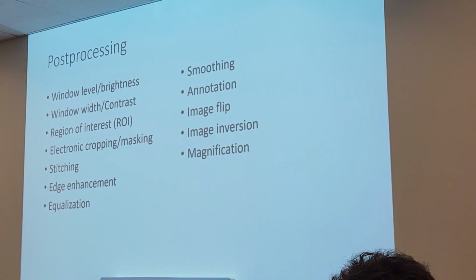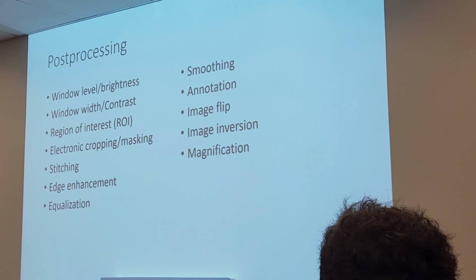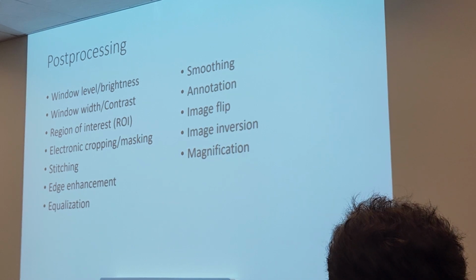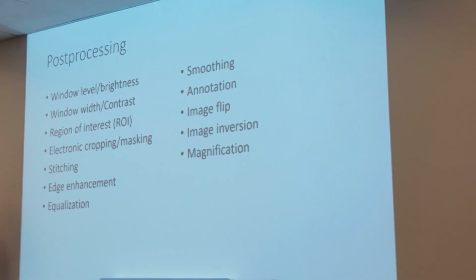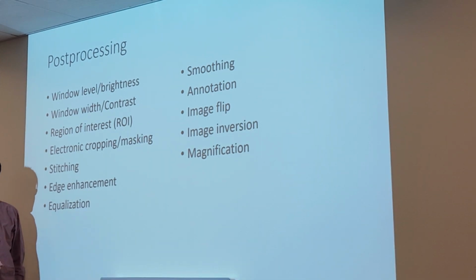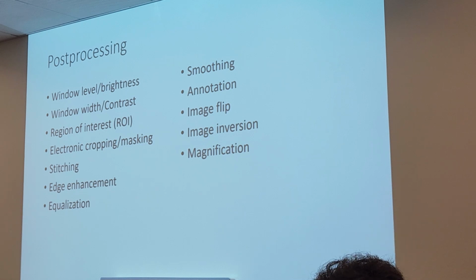Sindhu, what do we mean by electronic cropping or masking? That's when you cut the, like cropping. Reducing the anatomy that you want to see. Good. So it's kind of like collimation in a way, right? Reducing the anatomy that you want to see.